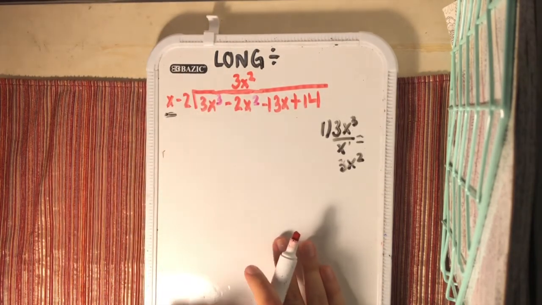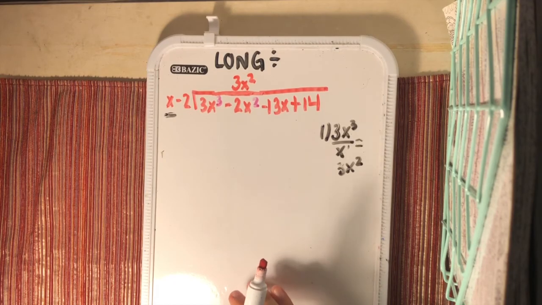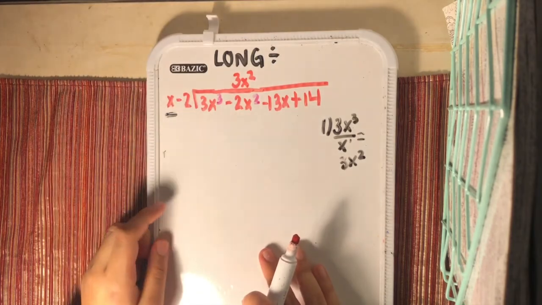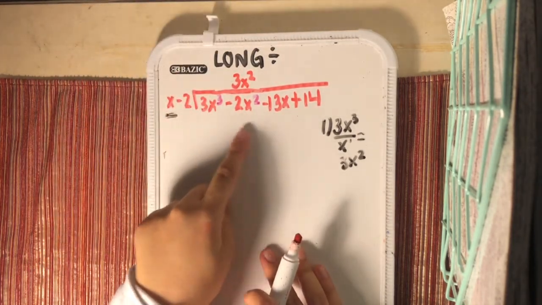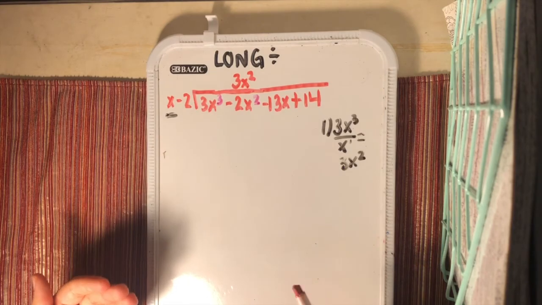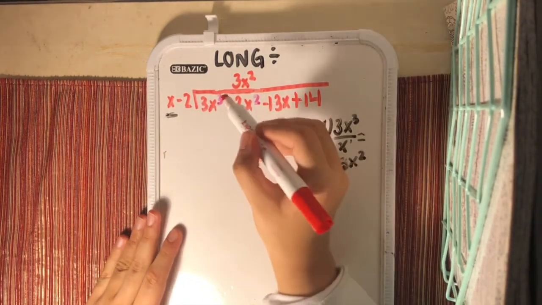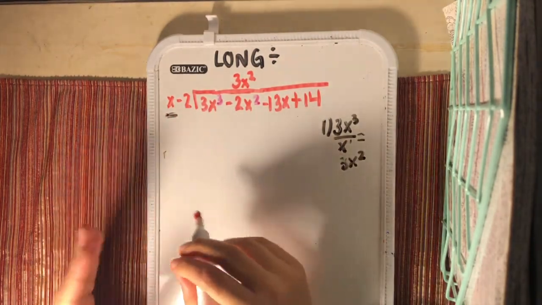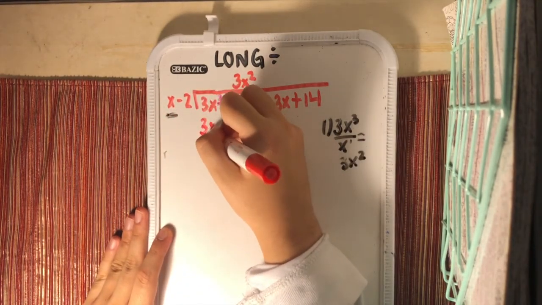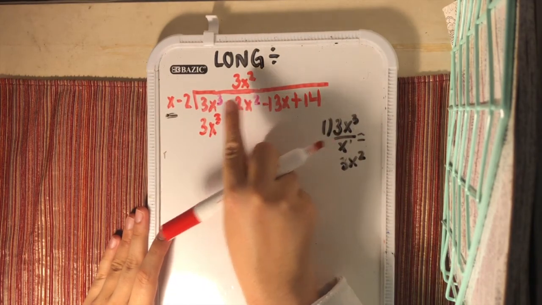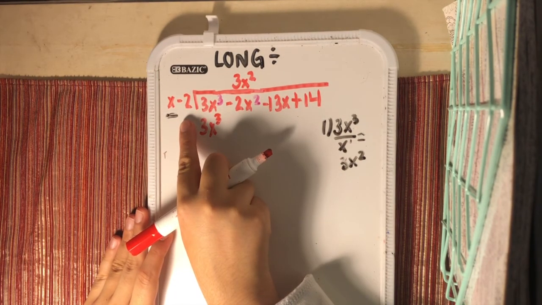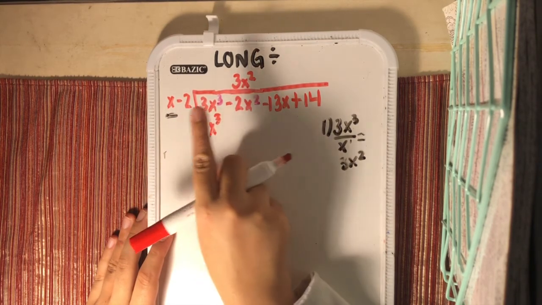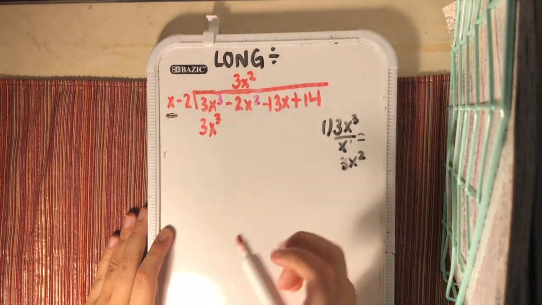So now that I've gotten my 3x squared, what I'm going to do is distribute this to the x and the negative 2. And we're going to write it down here, just like you would do in normal long division with integers. So 3x squared times x is going to give me 3x cubed. And 3x squared times negative 2 is negative 6x squared.